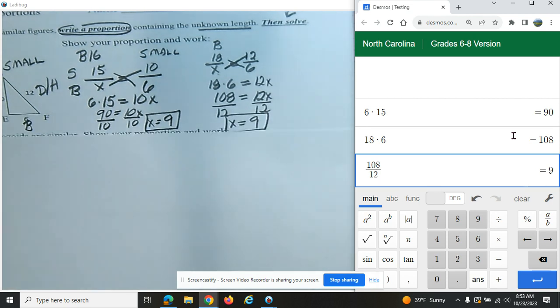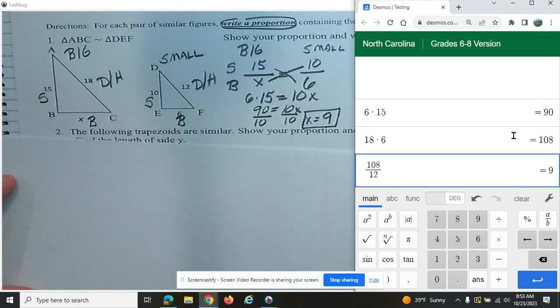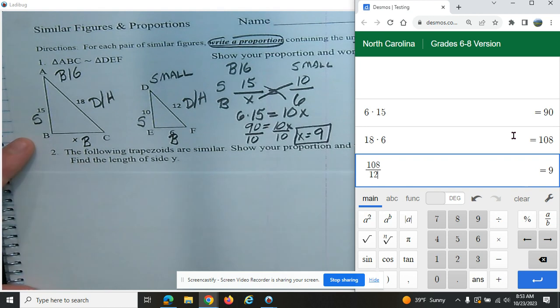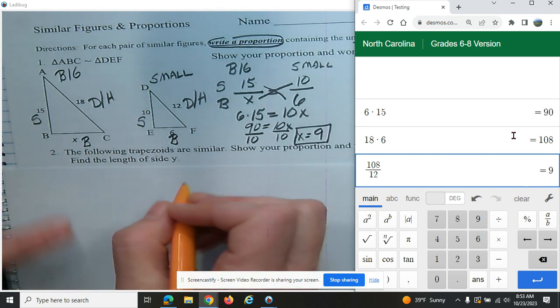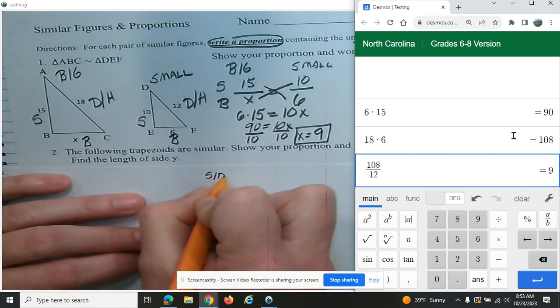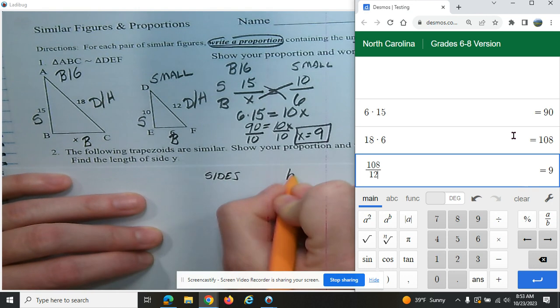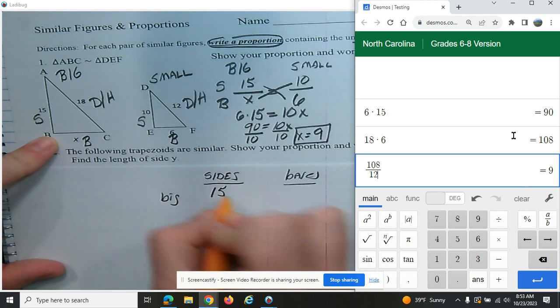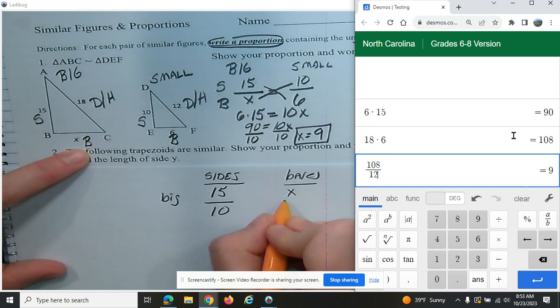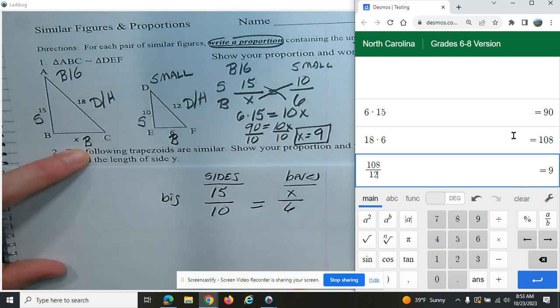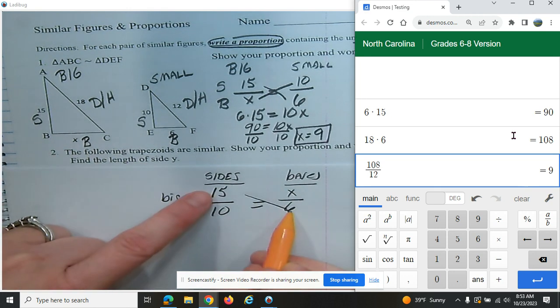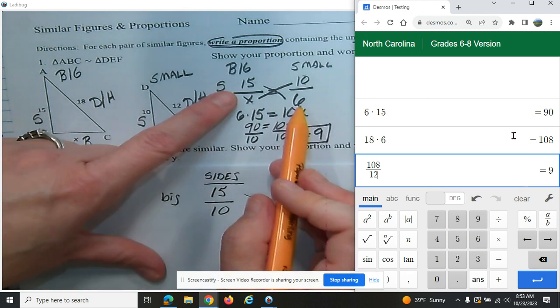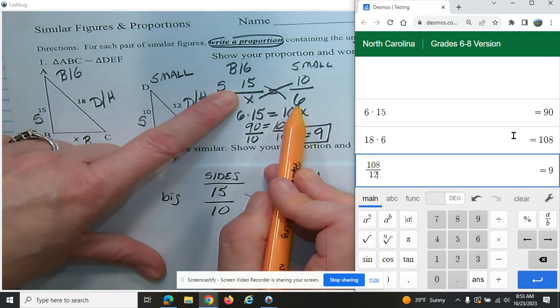Okay? I could have, if I had wanted to, put the sides together and the bases together. My big side is 15. My small side is 10. My big base, I don't know. My small base, I do know. But if you notice, when I cross multiply, I'm still multiplying 15 and 6, just like I did here. Do you guys understand that?